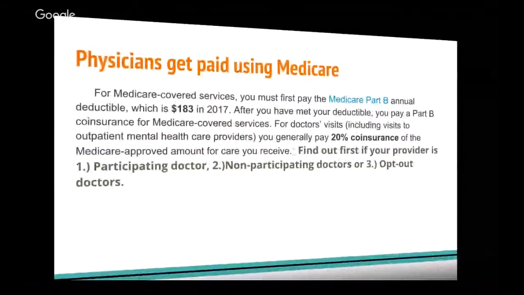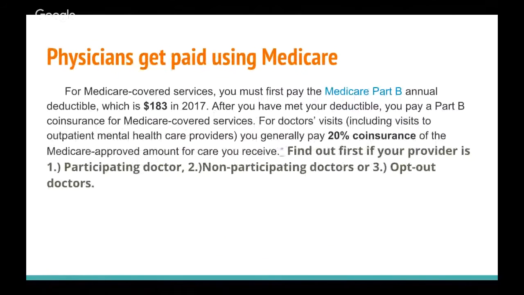And so with physicians getting paid with Medicare, you need to pay the Part B annual deductible. And then after you meet the deductible, you pay the Part B coinsurance for the covered Medicare services. And for doctor's visits, you typically pay the 20% coinsurance of the Medicare approved amount for the care that you receive.